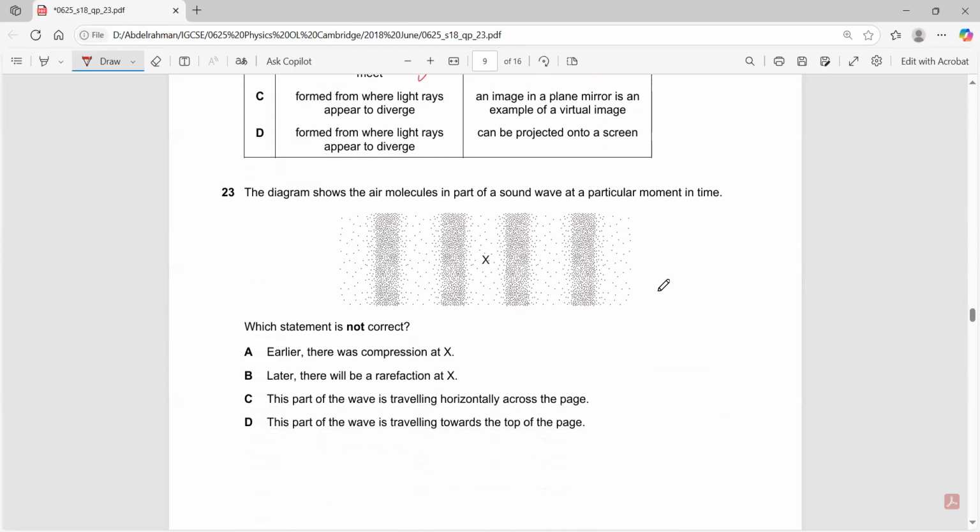Which statement is not correct? So you have a sound wave at X. Okay, this is a rarefaction. Earlier there was a compression at X, probably yes. Later there will be a rarefaction at X. Again, probably yes, because this is a sound wave moving parallel to the energy motion. It's moving to the left and to the right. Is this part of the wave traveling horizontally across the page, or is it traveling towards the top of the page? No, it's not traveling towards the top. It's traveling horizontally to the left or to the right.